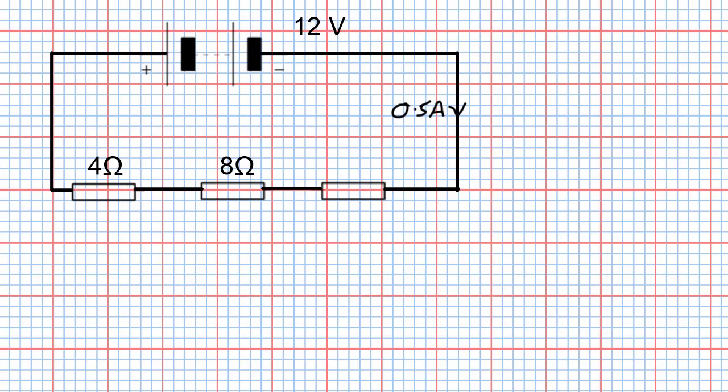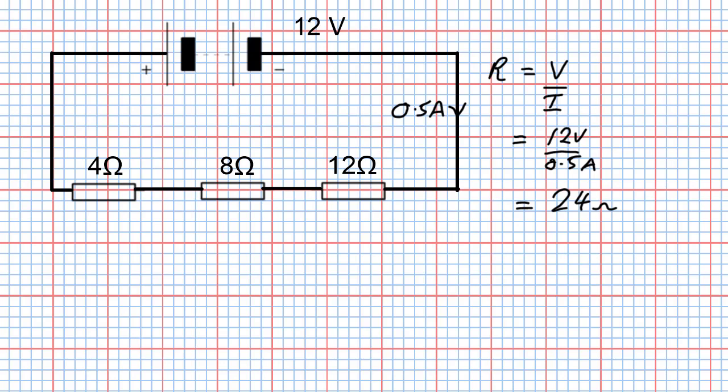Okay, let's use Ohm's law to find the total resistance of this circuit. Once again, we have total resistance R equals the total voltage divided by the current flowing. We have a total voltage of 12 volts and we have a current of 0.5 amps. And that's going to give us a total resistance of 24 ohms. But we already know that the total resistance is made up of a 4 ohm and an 8 ohm, so that must mean that the missing resistor should have a value of 12 ohms.